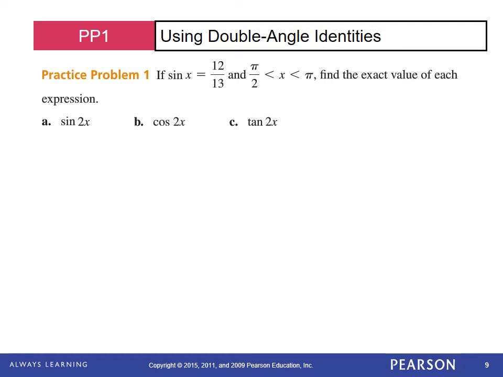So our practice problem, here it is. We get sine of x is equal to 12/13. Let's see, what quadrant are we in here? Pi/2 to pi. So can you find the exact values of sine of 2x, cosine of 2x, tangent of 2x, just like the example problem here? Let's go for it.